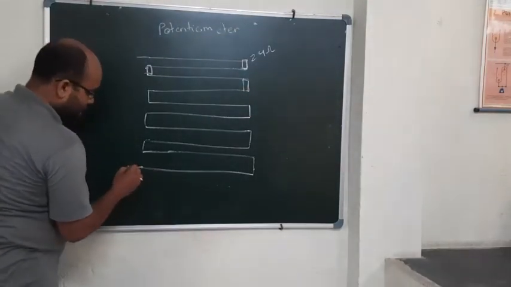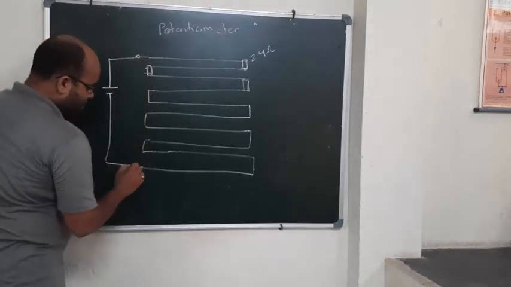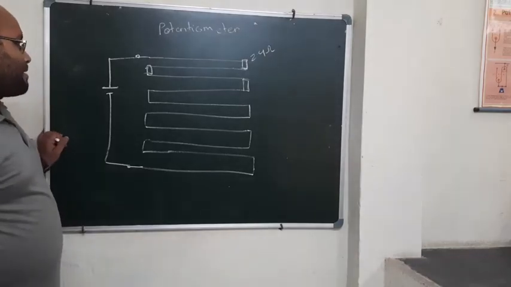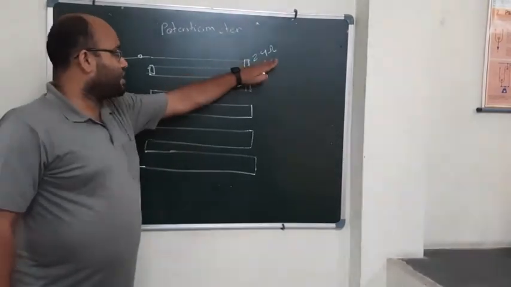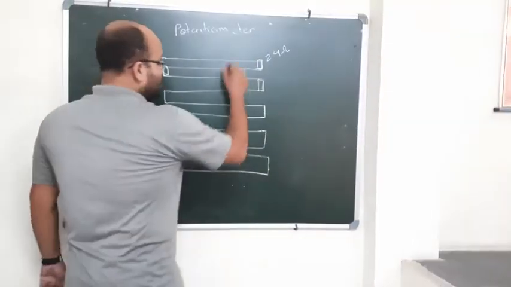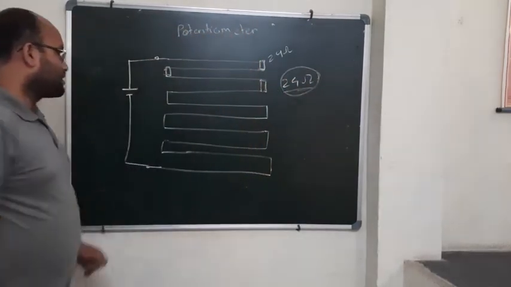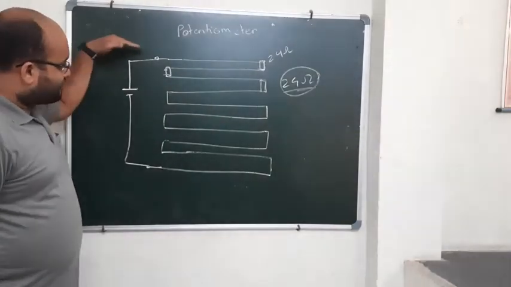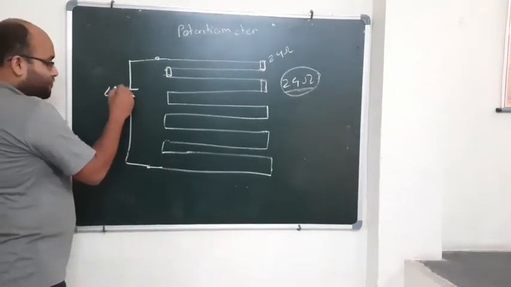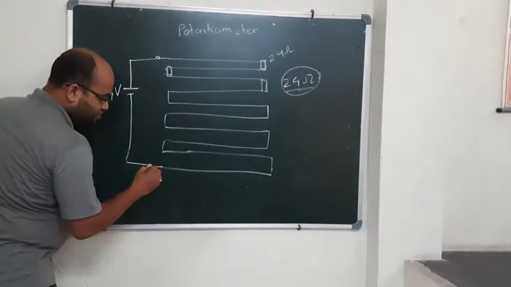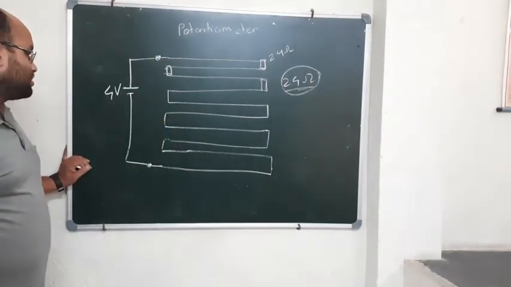So here we need to give a potential difference. Each of the 10 wires has a resistance of 2.4 ohms, so the total of 10 wires will make 24 ohms resistance. Current flows through here. Suppose I apply a potential of 4 volts over here, so we will have a potential difference of 4 volts along these 2 points.